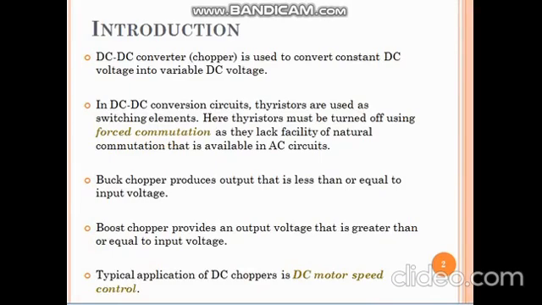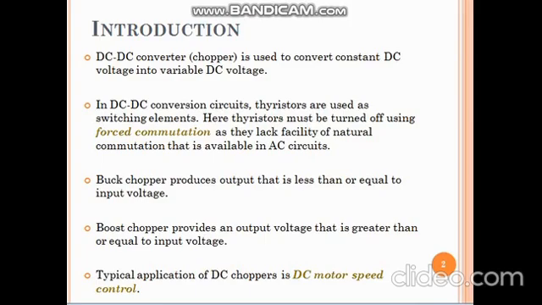So first of all, a DC to DC converter, which is also known as a chopper, is used to convert constant DC voltage into variable DC voltage depending on your requirement on the load side. In a DC to DC conversion circuit, thyristors are used as the switching element.